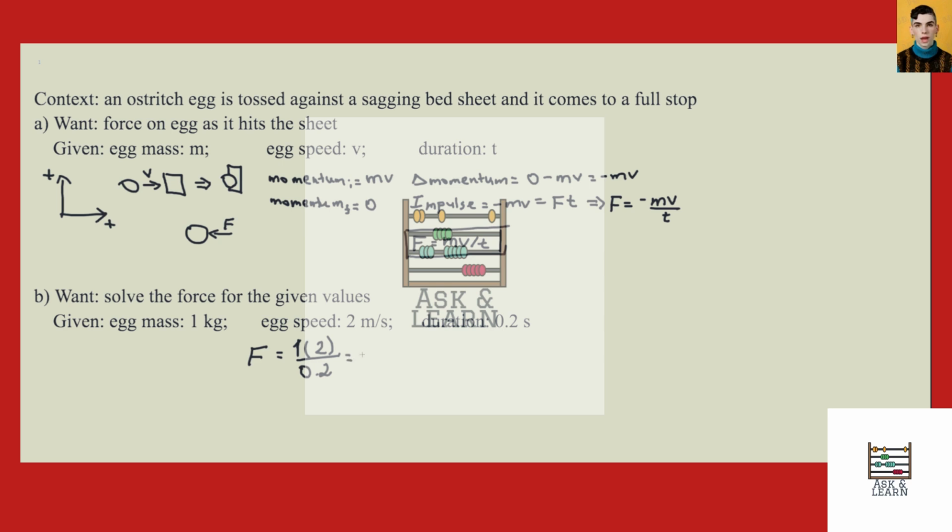And then here we're going to get 2 divided by 0.2. We get 10 kilograms meters per second squared. But units of mass times acceleration is also newtons. Therefore, the force acting on the egg has a magnitude of 10 newtons.